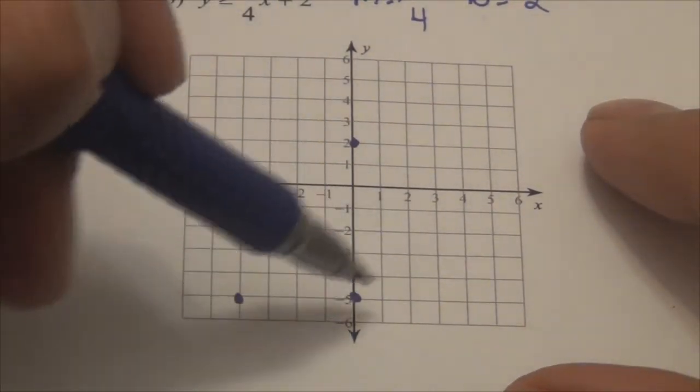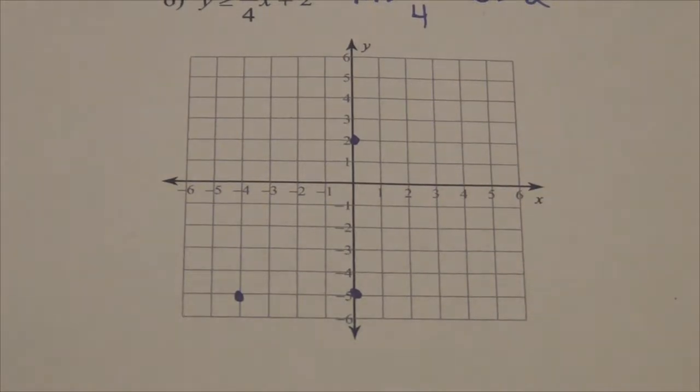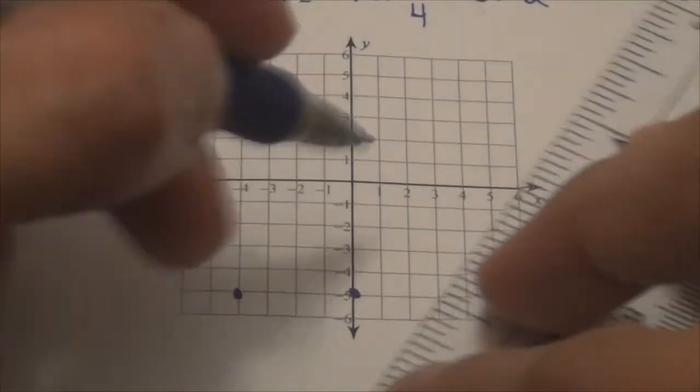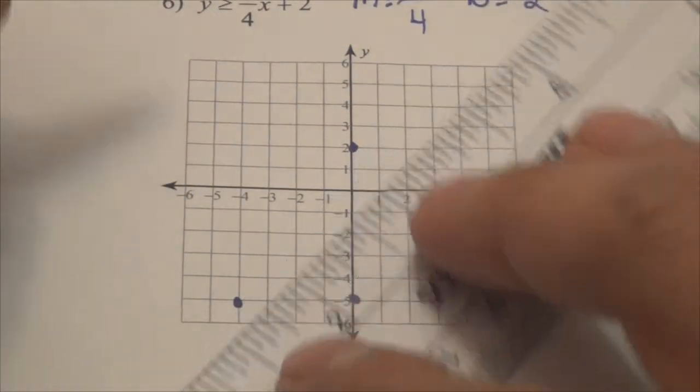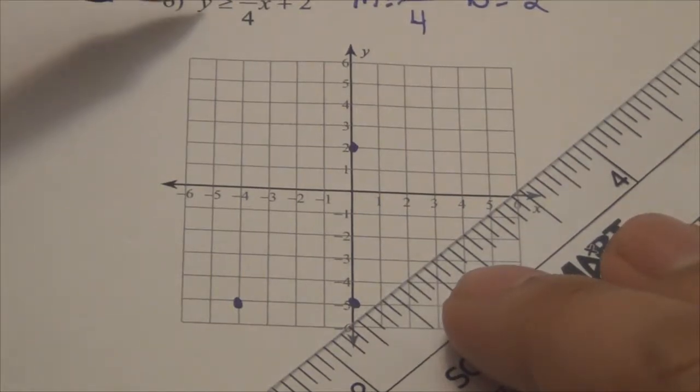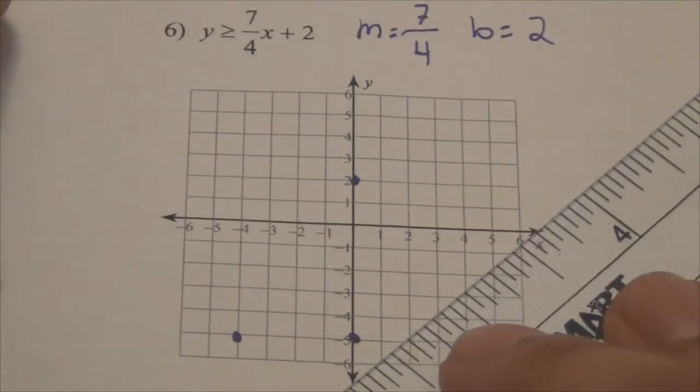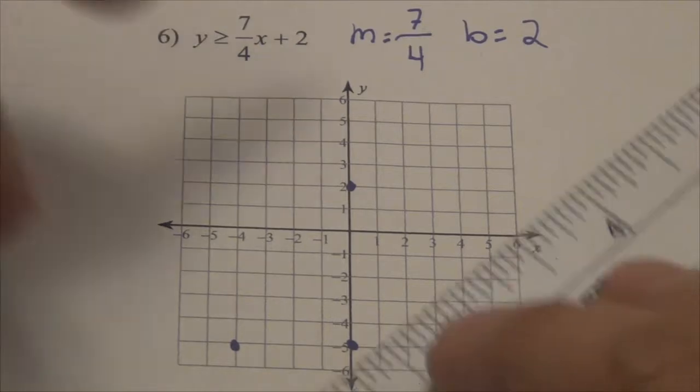So go down 7 and then 4 to the left. 1, 2, 3, 4. This is the point, okay? So I went down 7 and 4 to the left. And now all I gotta do is sketch my graph. Now, is it gonna be solid or dashed? It's gonna be solid because it's a greater than or equal to.